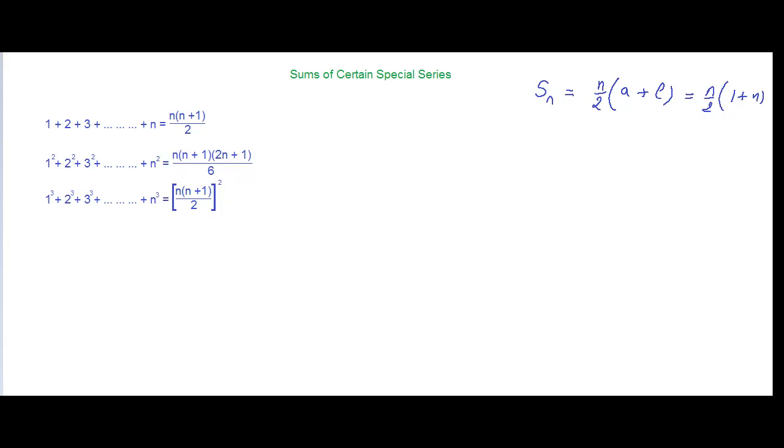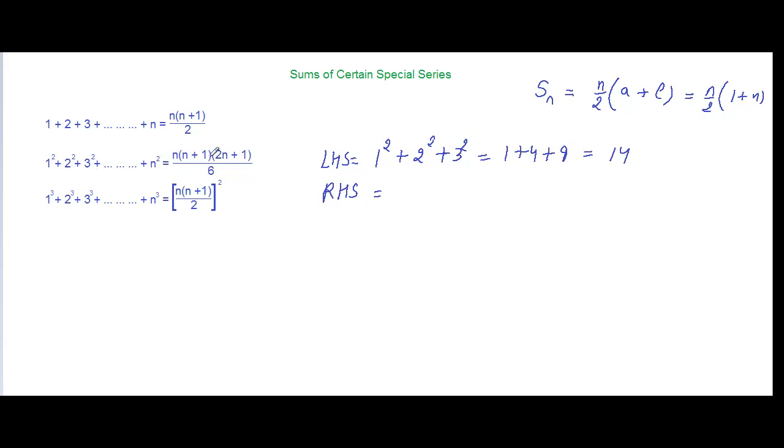Let us see verification. For example, if we add the first three terms, 1 square, 2 square, 3 square, according to the left hand side, if we add this by actually solving, it is 1 plus 4 plus 9. This is equal to 14. And so, right hand side, if we use the formula, we will put n equal to 3.